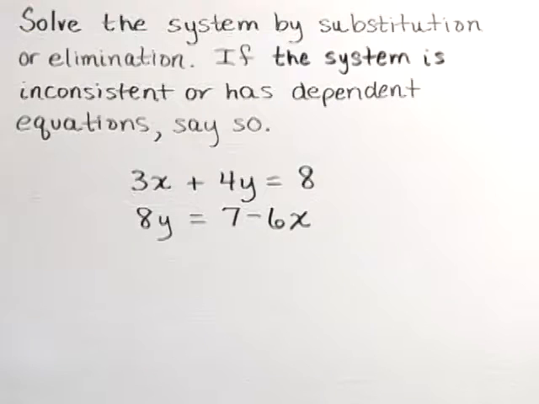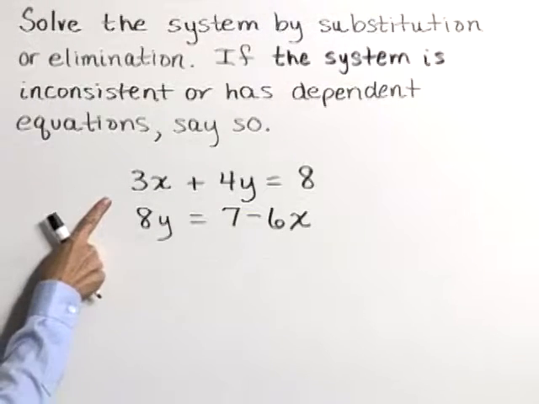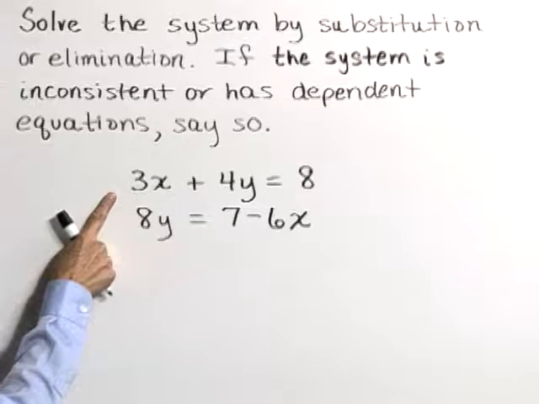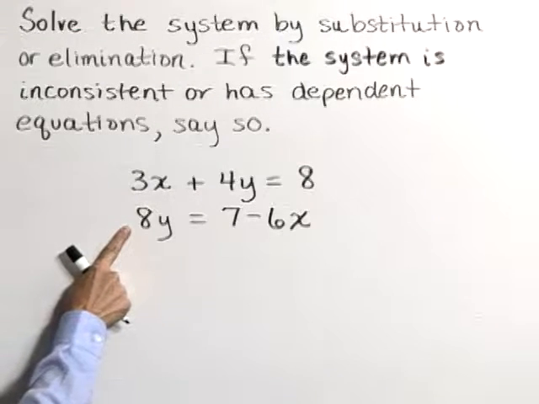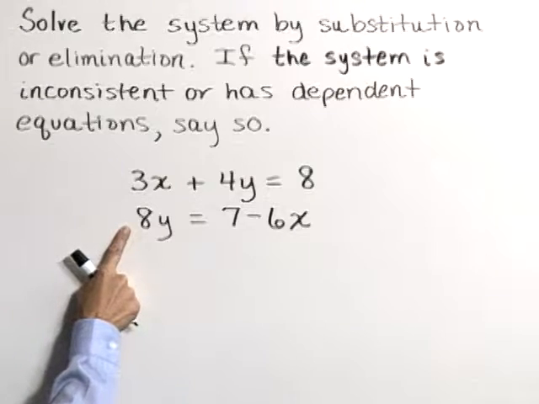Solve the system by substitution or elimination. If the system is inconsistent or has dependent equations, say so. Here we have the system 3x plus 4y is equal to 8, and 8y is equal to 7 minus 6x.